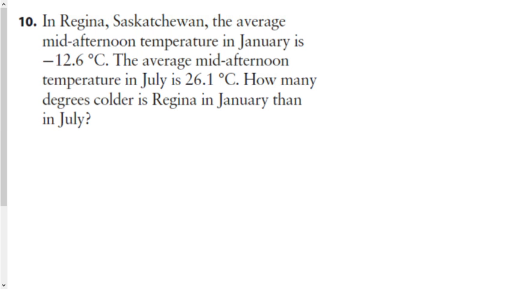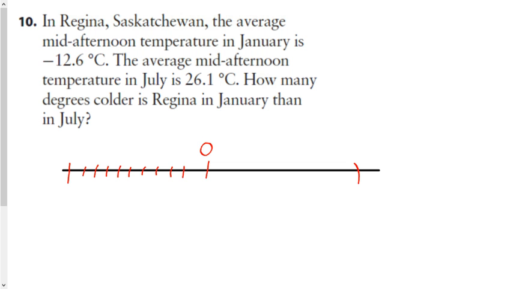So what I'm going to do here is I'm actually going to just draw a number line. And I'm going to put the temperatures on. I'm going to put 0 in the middle. And I'm just going to put imaginary numbers here because it doesn't really matter. And I'll put negative 12.6. And then imaginary lines here, 26.1.